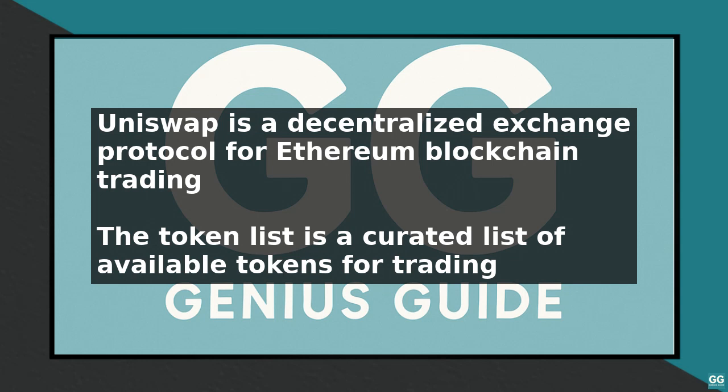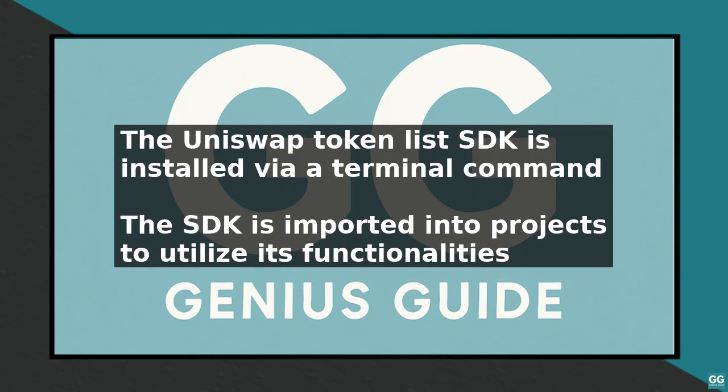Step 1. Installing the SDK. The first step is to install the Uniswap Token List SDK. This can be done by running a command in the terminal, which will install the necessary dependencies. Once installed, you can import the SDK into your project and start using it.